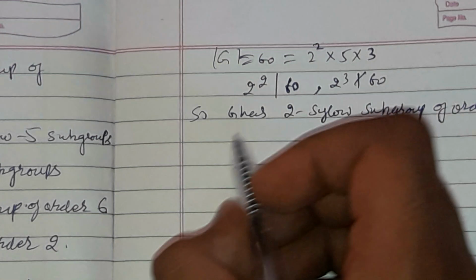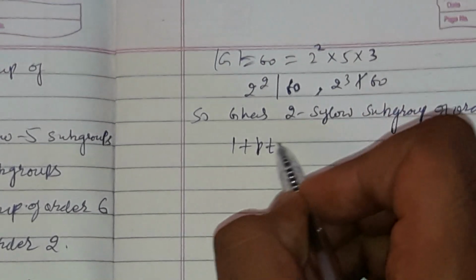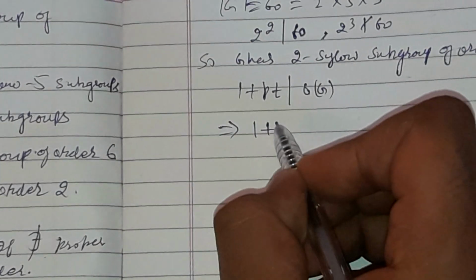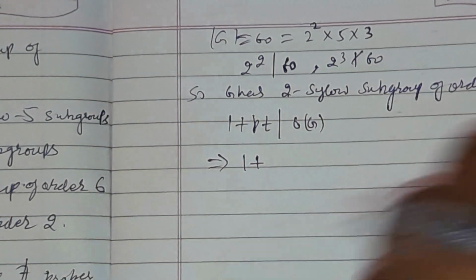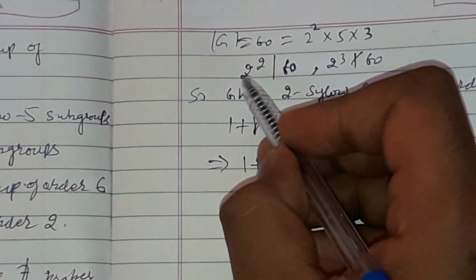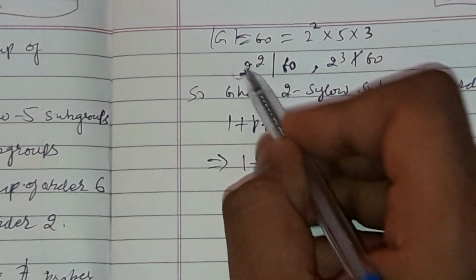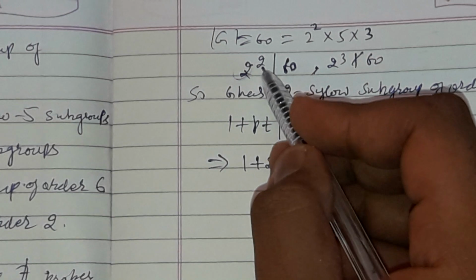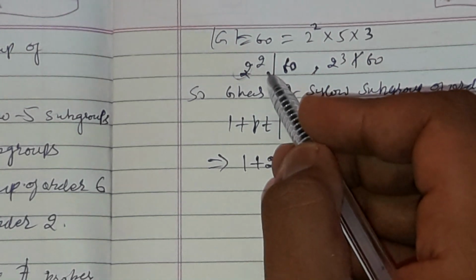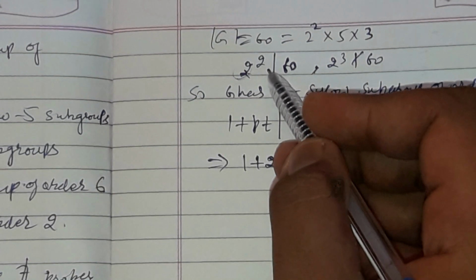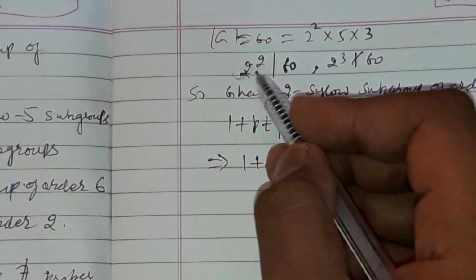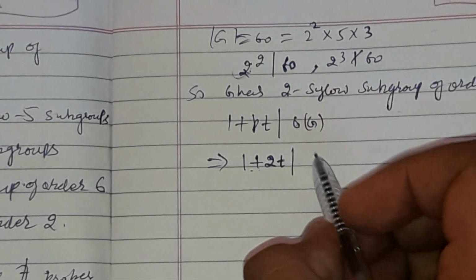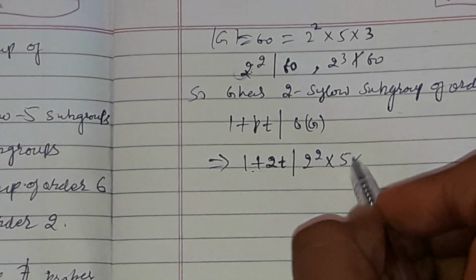Now apply Sylow's third theorem: the number of Sylow p-subgroups in G is 1 plus pt, and it divides the order of G. Here p is 2. Don't hesitate about 2 to power 2 or 2 to power 3; whichever power doesn't matter, we only need a prime, which is 2. So we write 1 plus 2t divides the order of G, which is 2 to power 2 cross 5 cross 3.